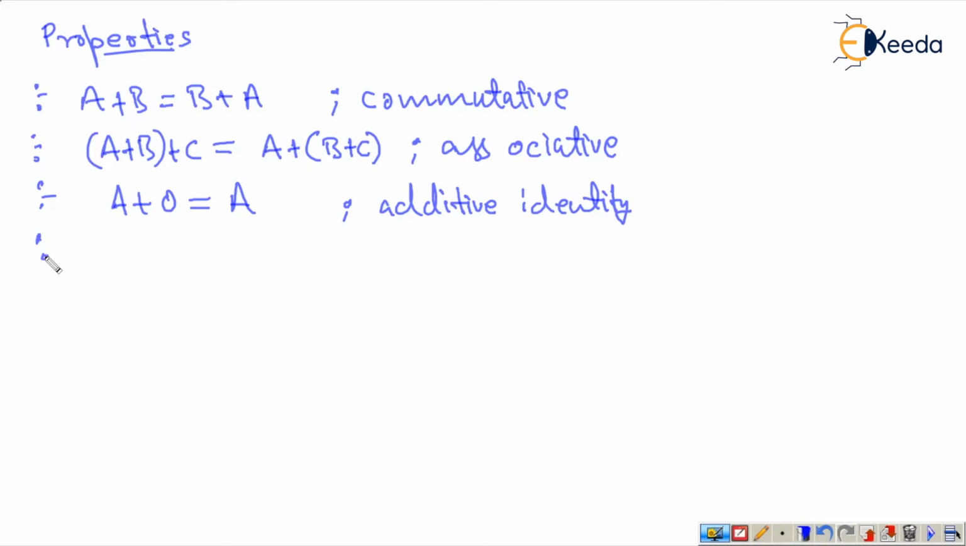Then A plus minus of A gives 0. This is additive inverse. That is, what is minus A? When you multiply a matrix with -1, it will give you minus A. So A plus of minus A will give you simply 0.